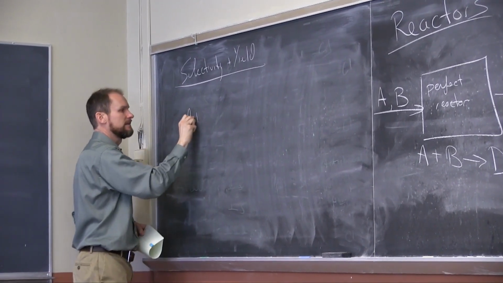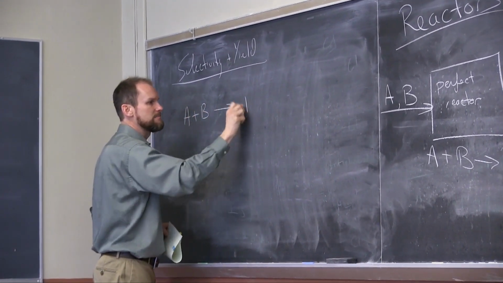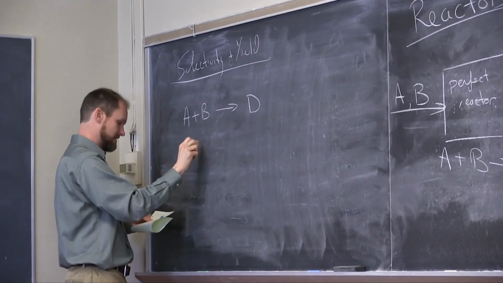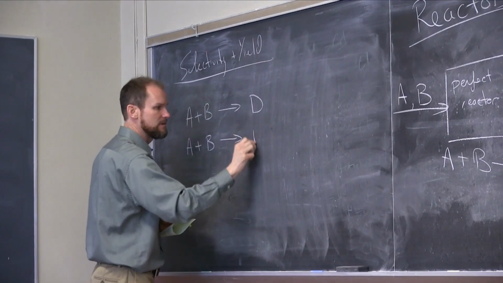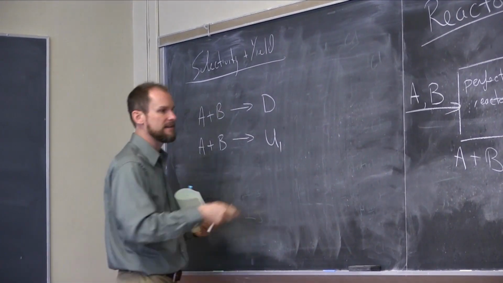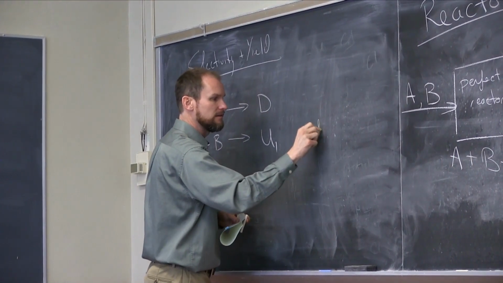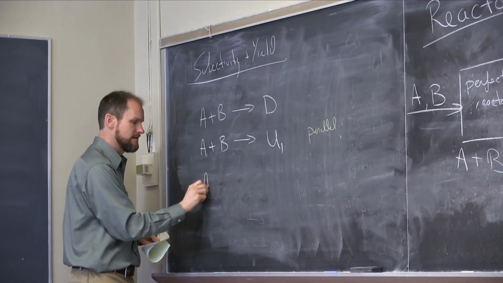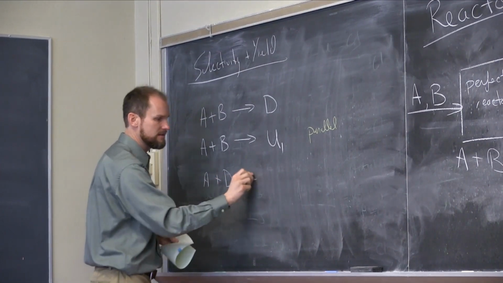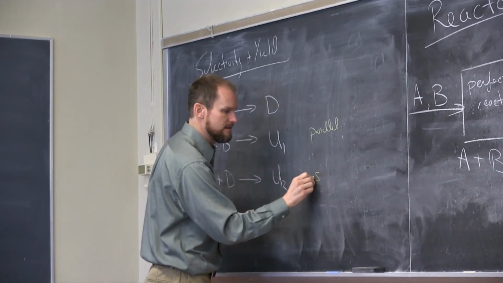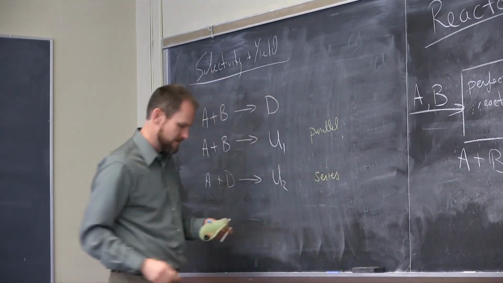So, again, let's write A plus B goes to a desired product D. A plus B goes to some undesired product 1, maybe with the same reactants. This would be our parallel reaction. And then A plus our product can give us a second undesired product. And this is our series.